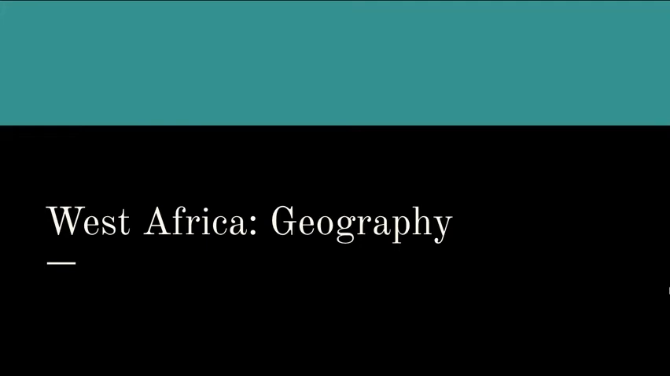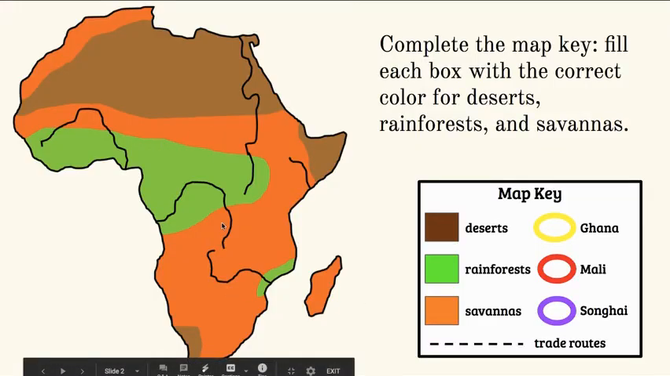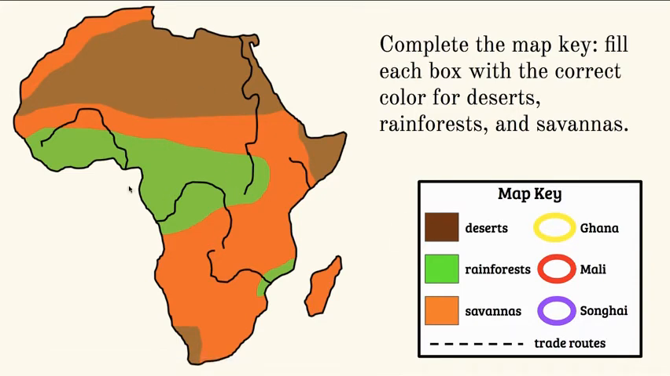All right, so we're looking at West Africa's geography. Your map is actually already filled in for some parts of this, so this will be quick in the beginning here. Your map is already colored in with these colors. The brown is the desert area, green is rainforest area, and then this orange color is the savannas. And you should check out your vocabulary to know what a savanna is.